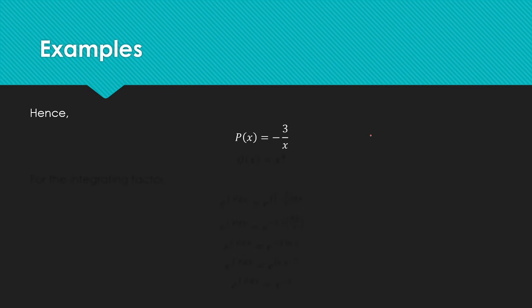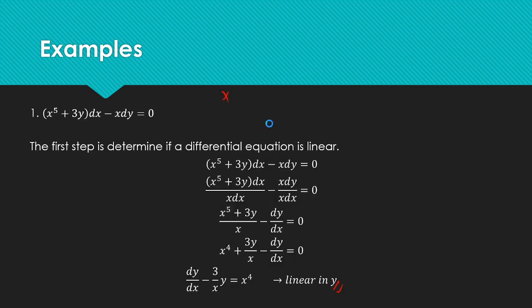So if that's the case, class, ang p of x natin is equal to negative 3x. Bakit negative? Kasi di ba dapat plus to. So kung plus yan, ibig sabihin negative to, yung p of x mo. So ang p of x natin is negative 3 over x. Ang q of x natin is x raised to the 4th power.